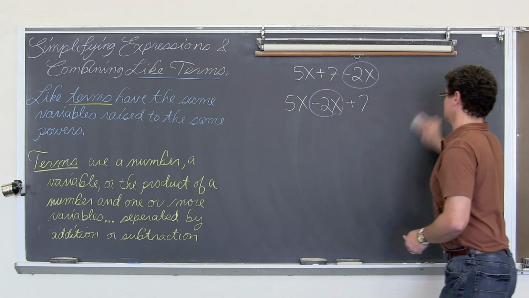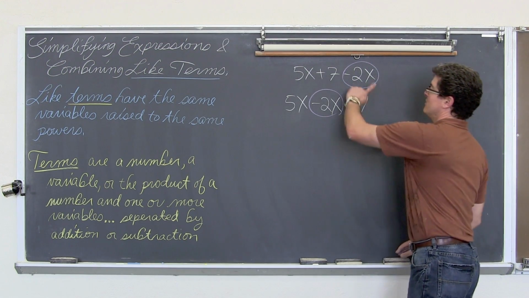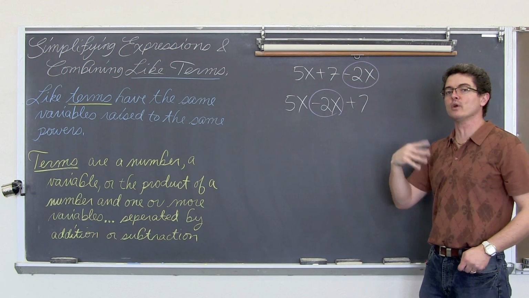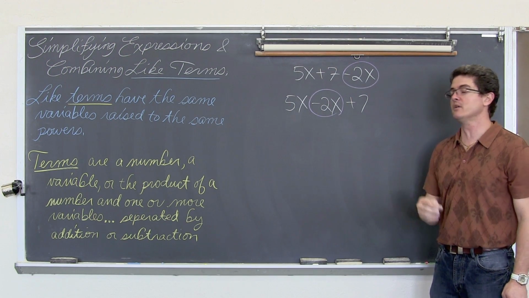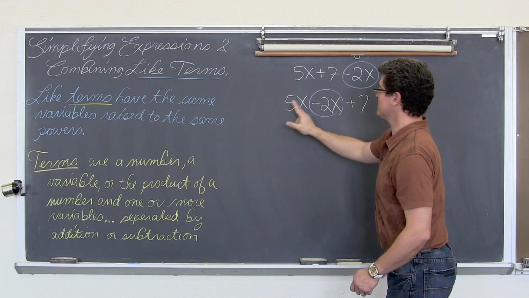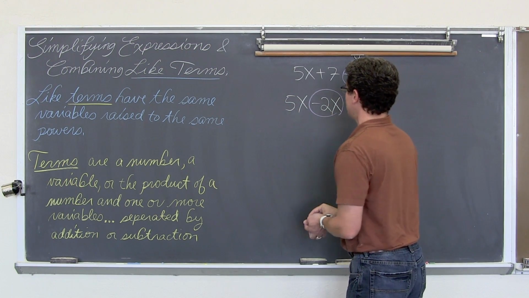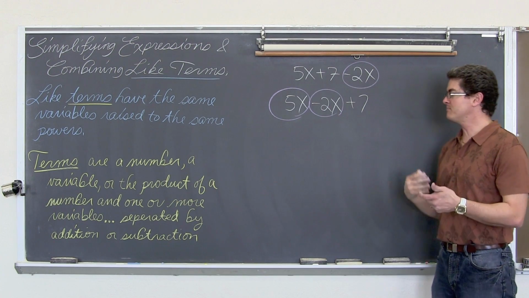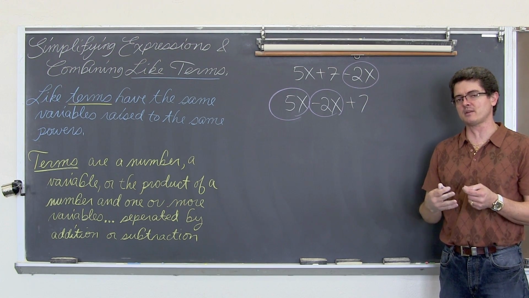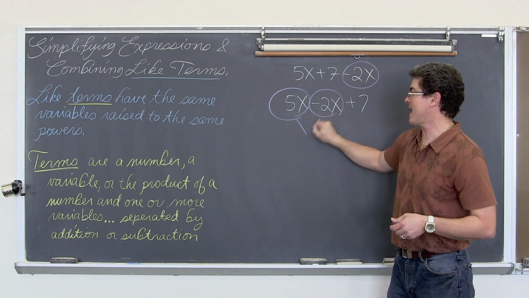However, just be aware I'm not using the commutative property. I'm moving the terms around. I'm rearranging them so my like terms are together, and I'm moving the signs with those terms. So I have positive 5 and negative 2x. These are like terms. And what I'm going to do for the rest of this video is just use different shapes around the like terms to show you what I'm combining or adding together.